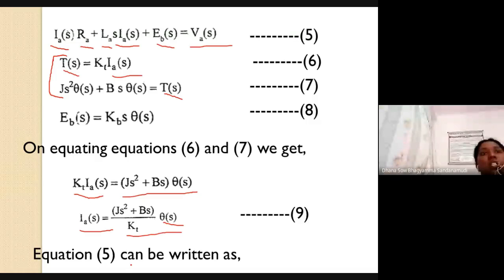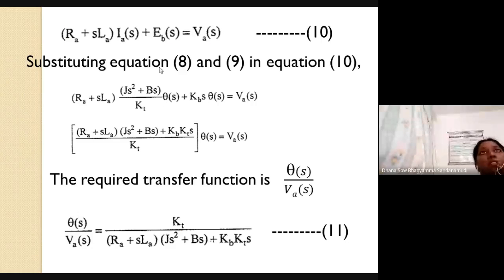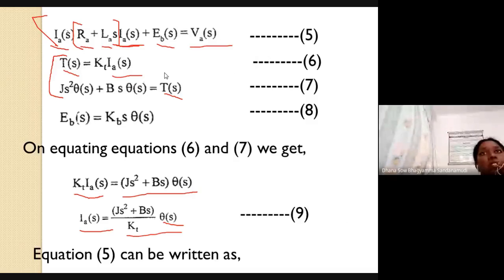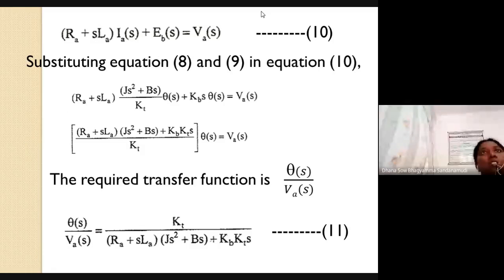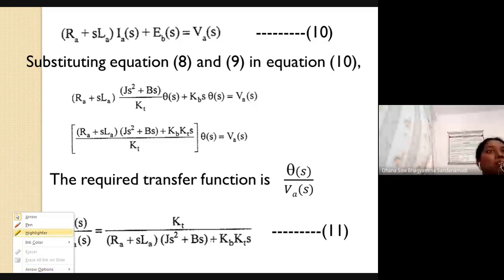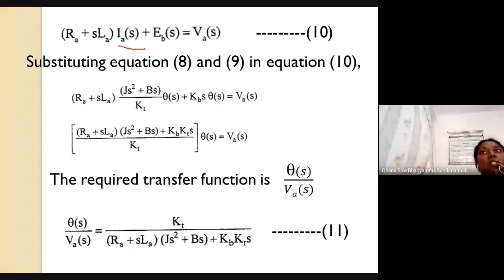Already equation number 5, if you observe, has Ia of s here, and here also Ia of s is there. You take Ia of s common, and you will get Ra plus La s into Ia of s. I have rewritten this equation, taking Ia of s common, as equation number 10.